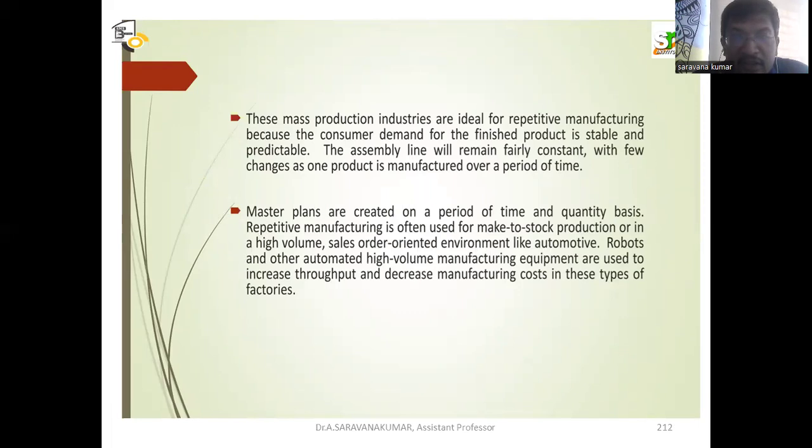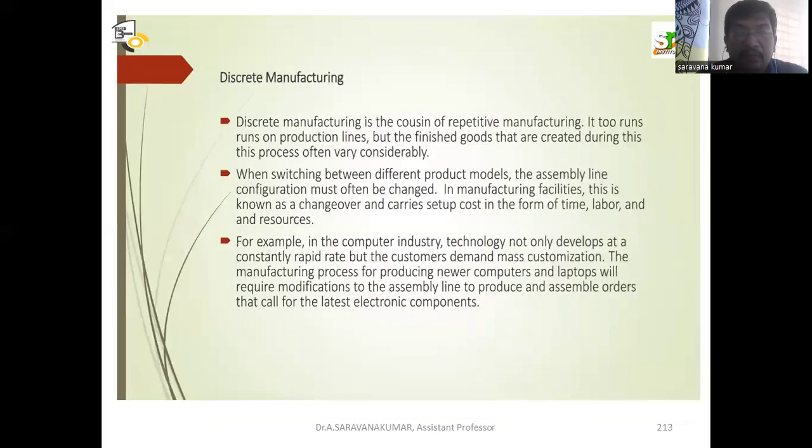So these mass production industries are ideal for repetitive manufacturing because the consumer demand for the finished product is stable, not unpredictable. The assembly line will remain fairly constant with few changes as one product is manufactured over a period of time. So master plans are created on a period of time and quantity basis. Repetitive manufacturing is often used for make-to-stock production or in a high-volume sales order-oriented environment like automotive. Robots and other automated high-volume manufacturing equipment are used to increase throughput and decrease manufacturing cost in this type of factories. So it's a repetitive manufacturing process.